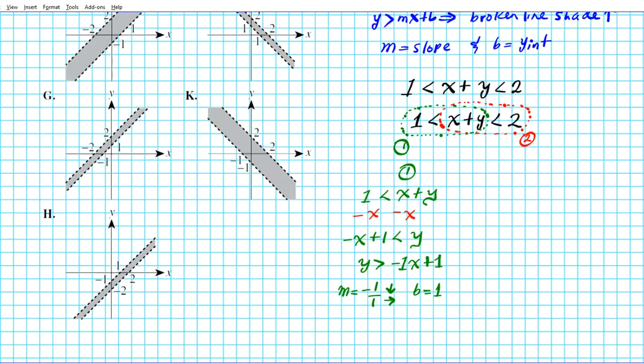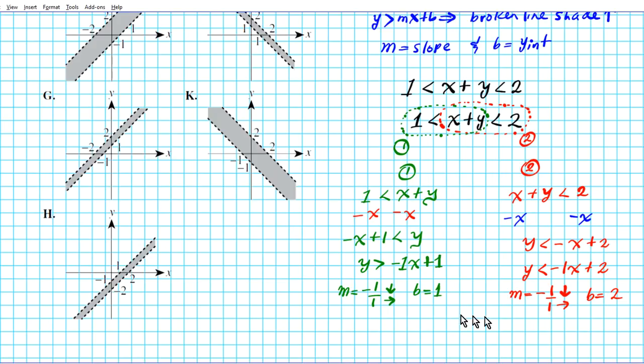Now let's take a look at the linear inequality 2, which is x plus y is less than 2. The goal here is to get y isolated. Let's go ahead and do that. We'll subtract x from both sides. That yields y is less than negative x plus 2. Now let's write it in mx plus b form. y is less than negative 1x plus 2. In this format, we can clearly see that m is negative 1 over 1. So you rise negative 1 and run 1. b, your y-intercept, is 2.